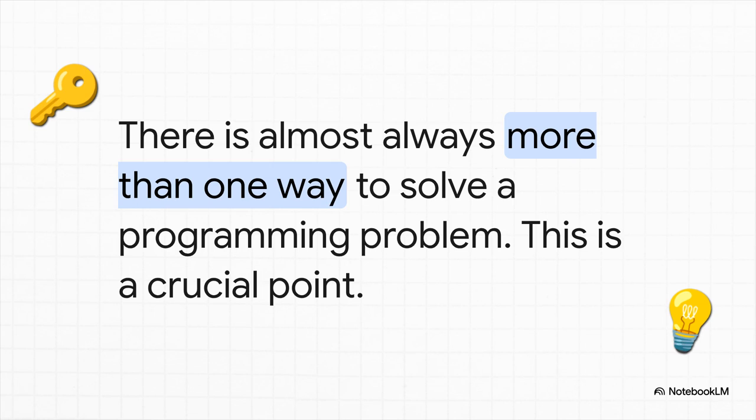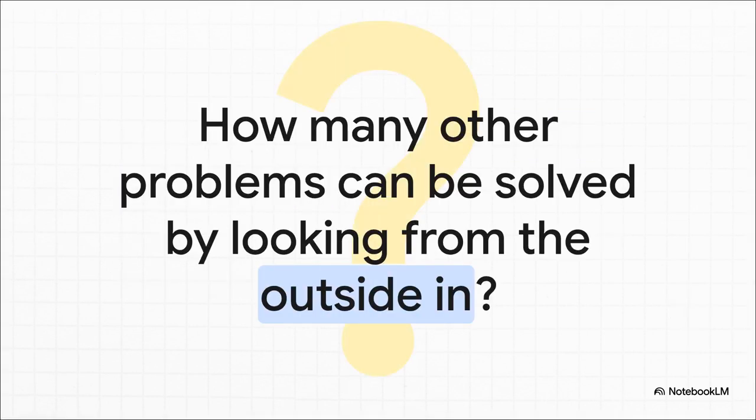So, the crucial point, the real takeaway here, is this. There's almost always more than one way to solve a programming problem. Becoming a great developer isn't just about memorizing one solution, it's about understanding different solutions so you can pick the right tool for the right job, whether you care more about speed, memory, or just how easy the code is to read.